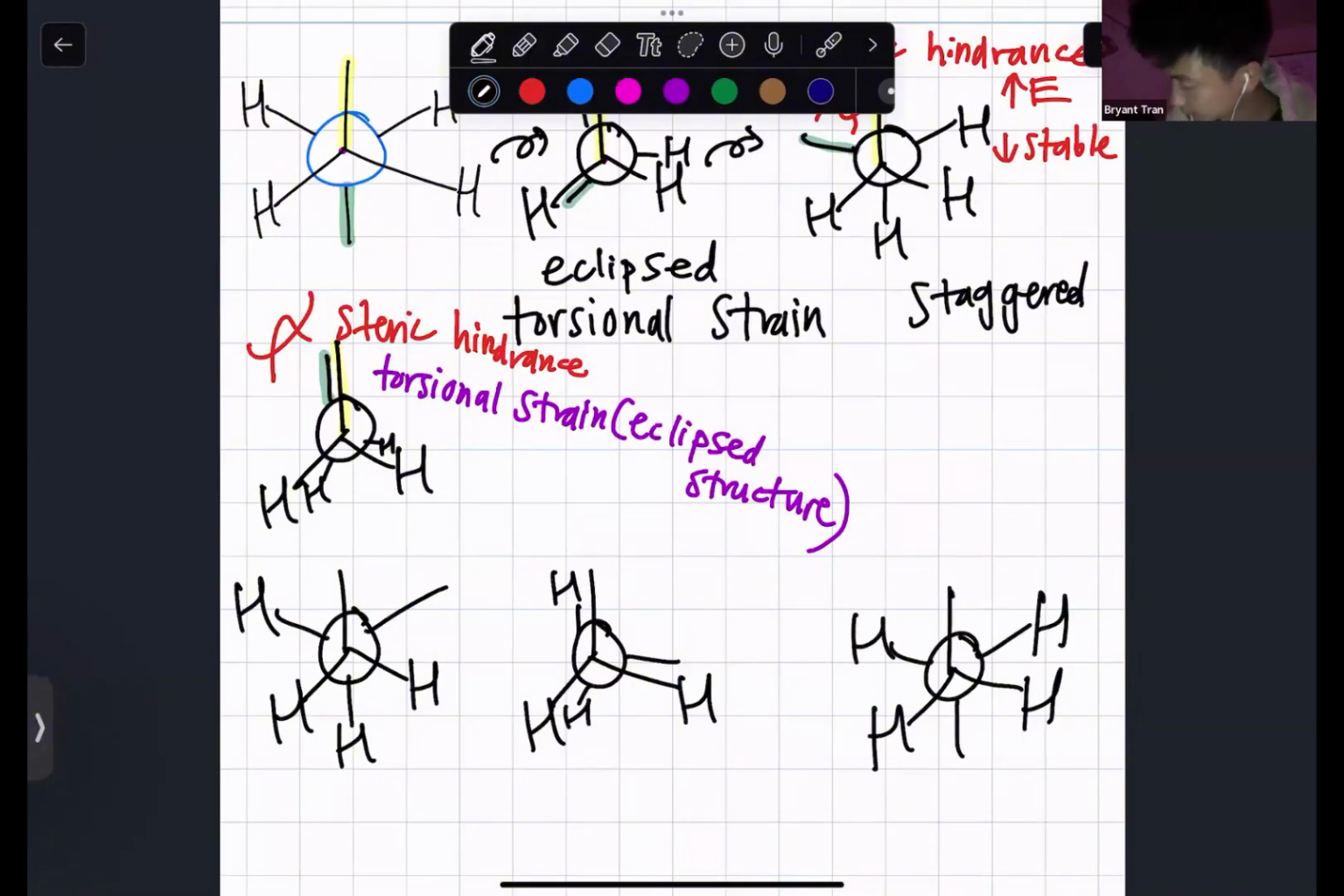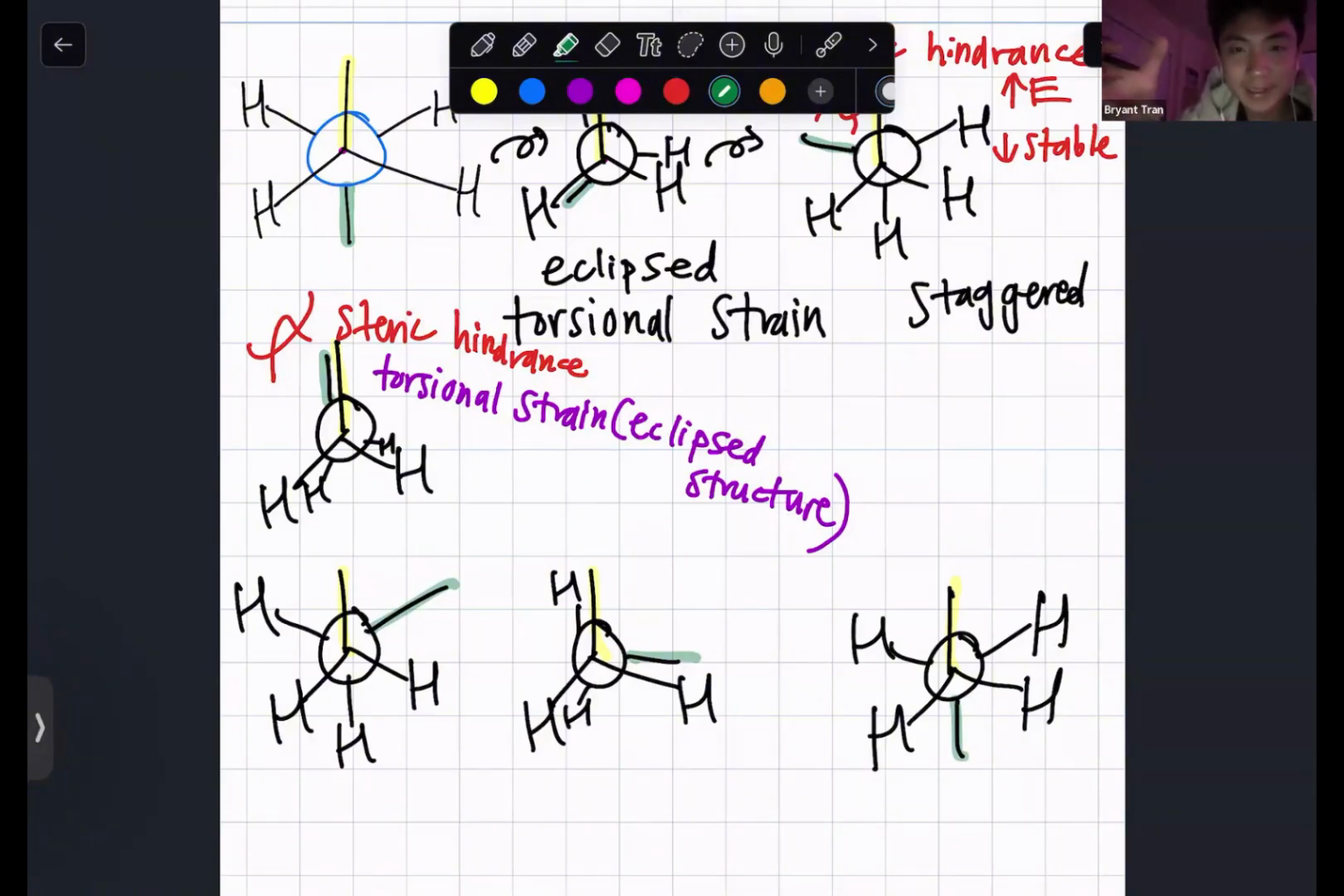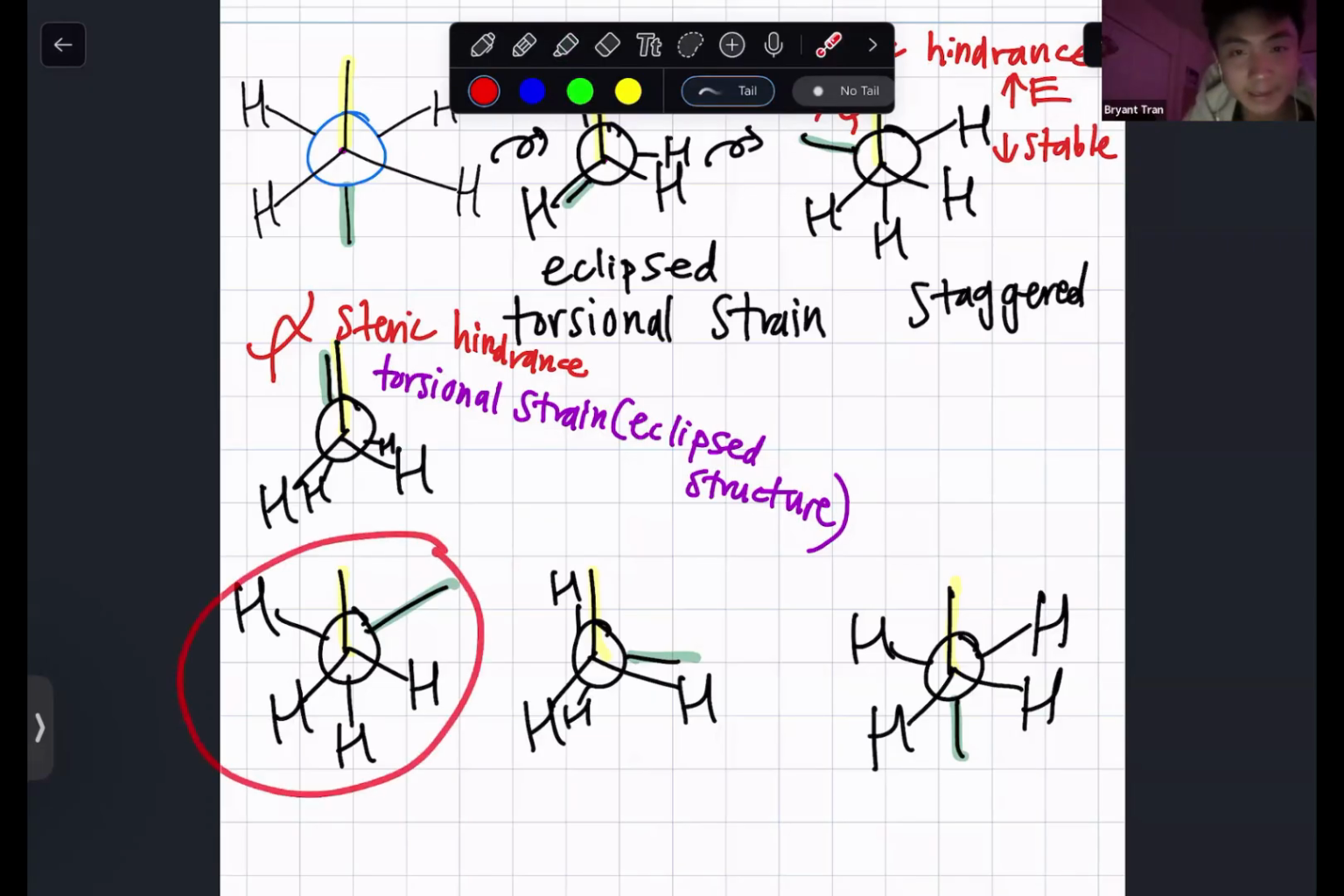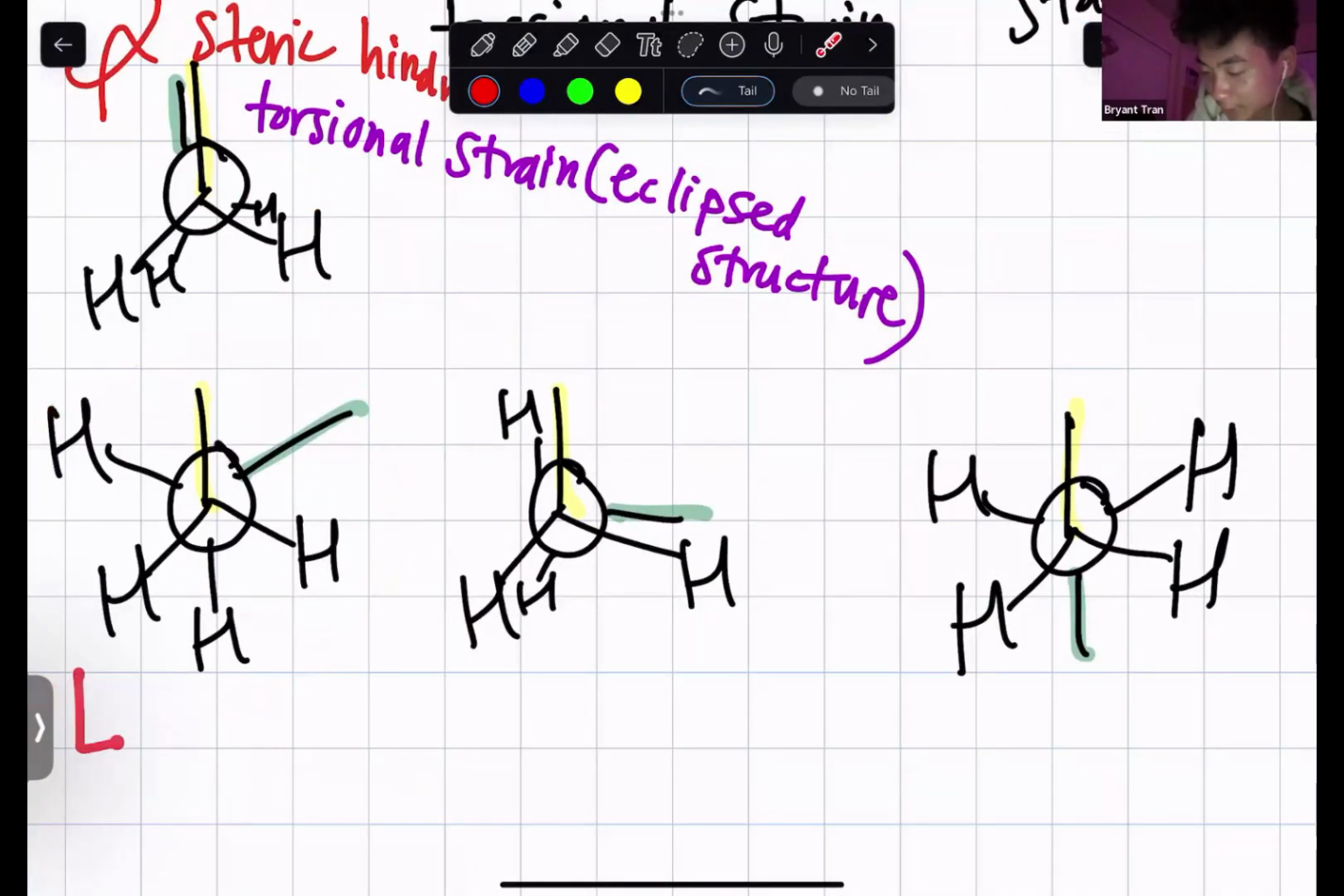And I'm gonna highlight the yellow and green methyls. The yellow methyl stays the same throughout, which is gonna be on top of the front carbon. And then the green methyl is gonna rotate 60 degrees at a time. Like that. Do you see how that's rotating, Amanda? Right? What is this conformation specifically? Right here. There's a specific name of this conformation right here.